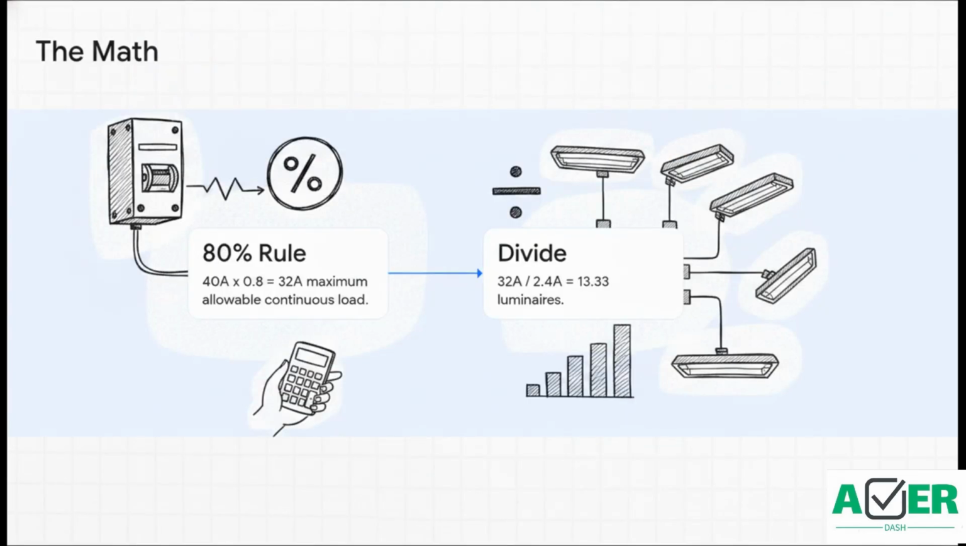So let's run the real numbers and apply this rule correctly. Step 1, we take our absolute maximum breaker size of 40 amps and we multiply it by 0.8 to apply our 80% continuous load derating. That instantly gives us a maximum allowable continuous load limit of exactly 32 amps. Now for step 2. We take that safe derated limit of 32 amps and divide it by the 2.4 amp draw of a single ballast. And that gives us 13.33.